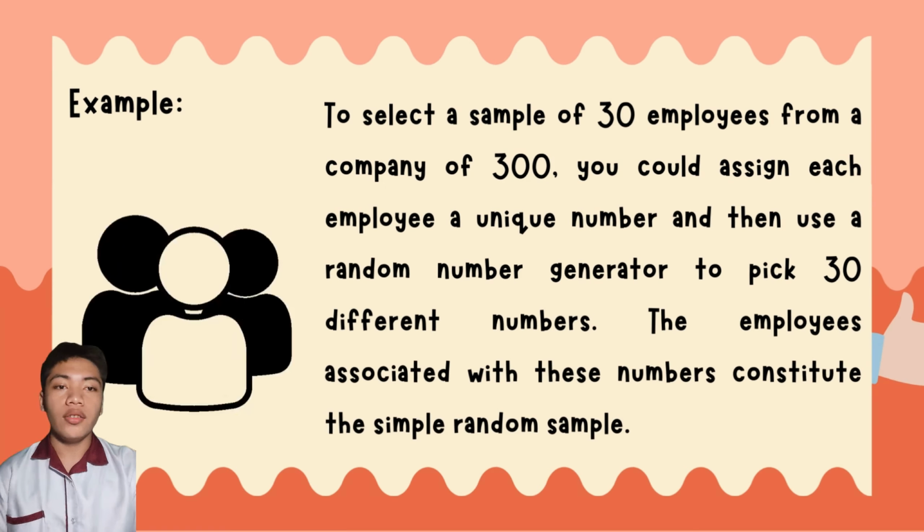For example, to select a sample of 30 employees from a company of 300, you could assign each employee a unique number and then use a random number generator to pick 30 different numbers. The employees associated with these numbers constitute the simple random sample.